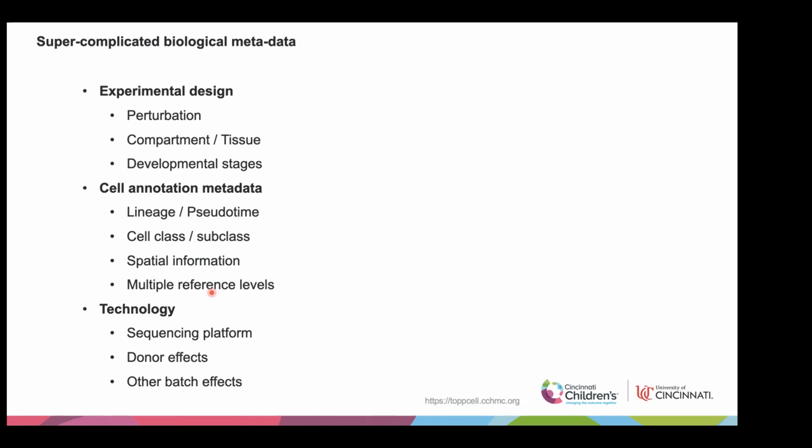And we also sometimes care about the effect of donor as well as sequencing platform and other batch effects. Sometimes we want to remove that, but in other cases, we also want to look into that. And with those complicated metadata, we were thinking, can we handle it in a better way so that people can understand it in a systemic way?